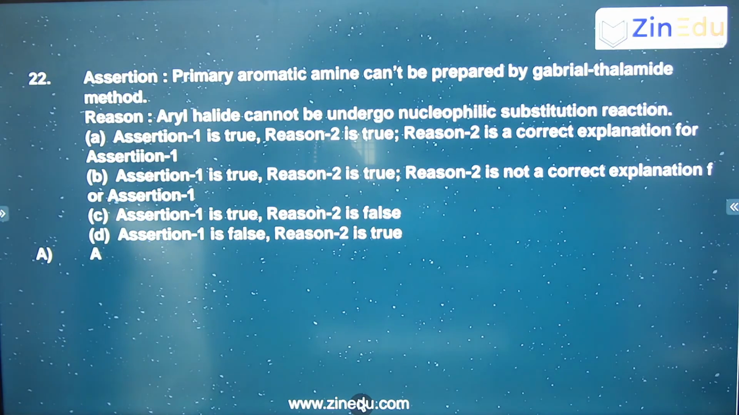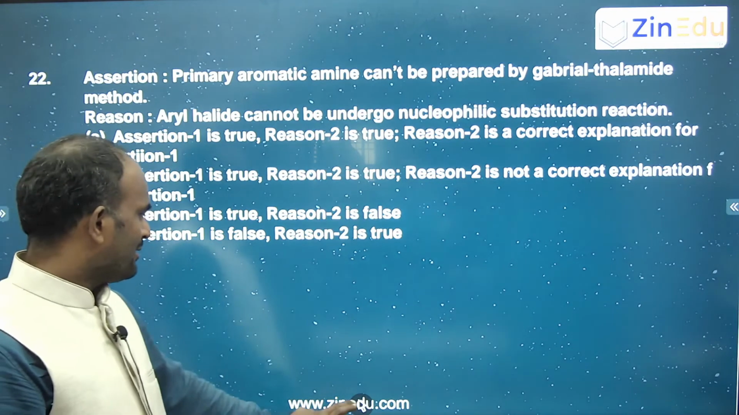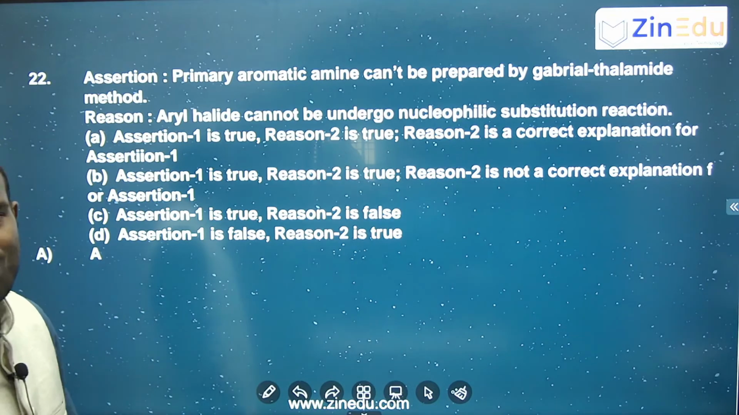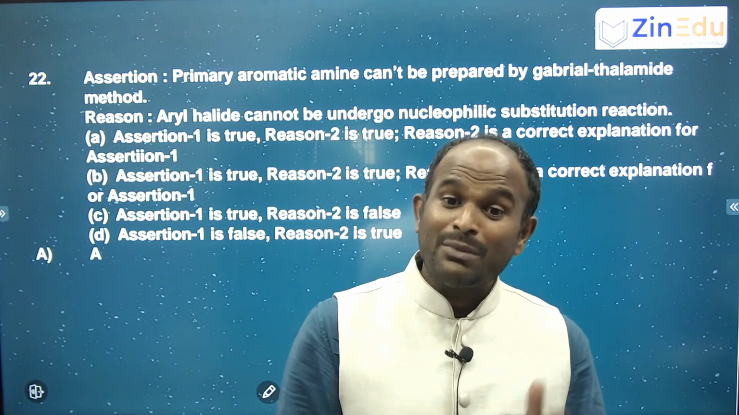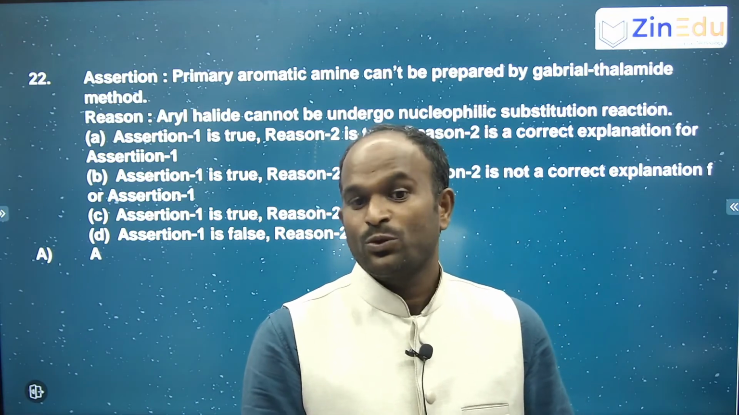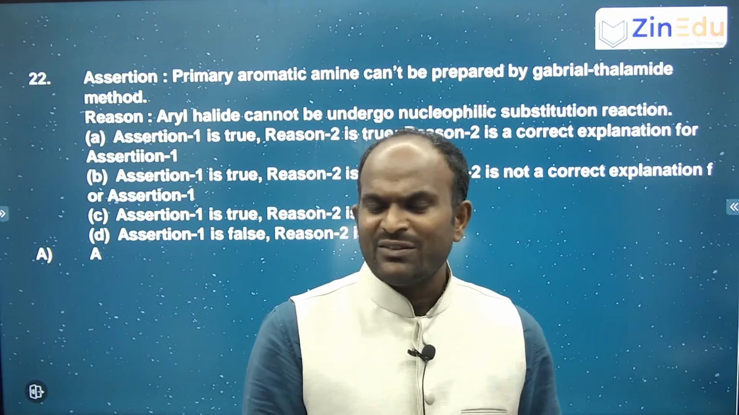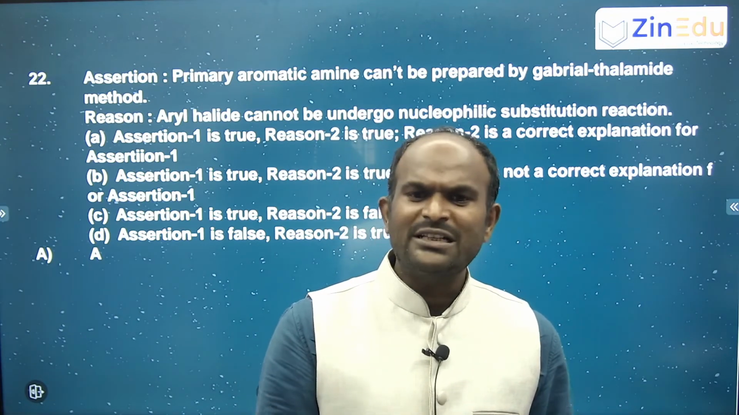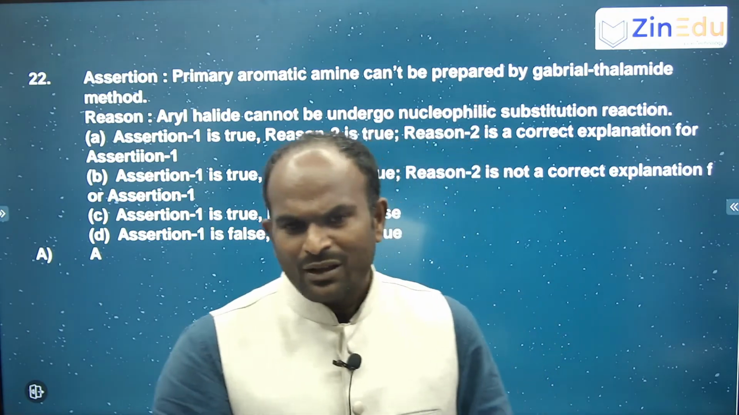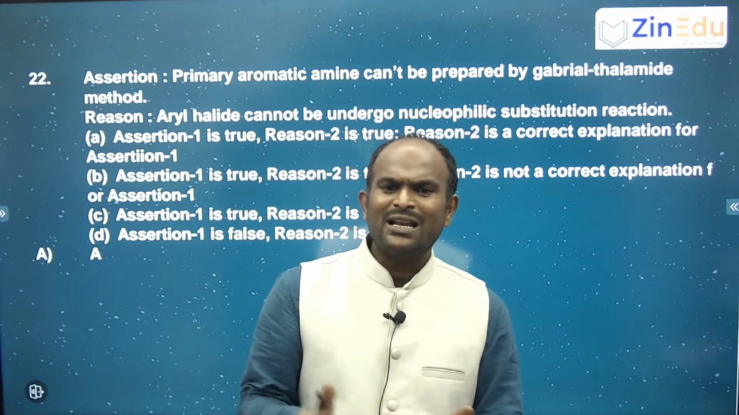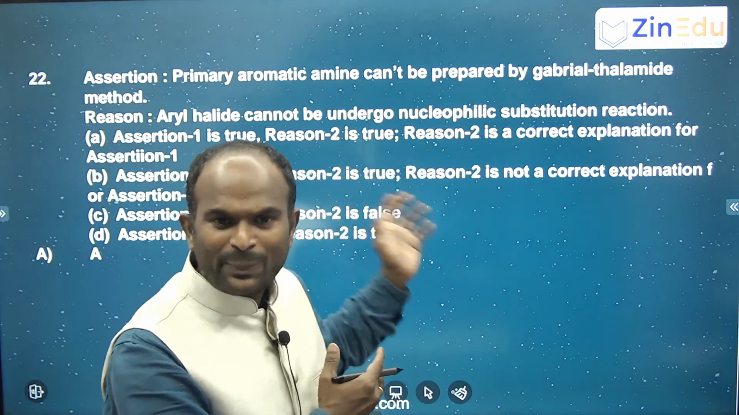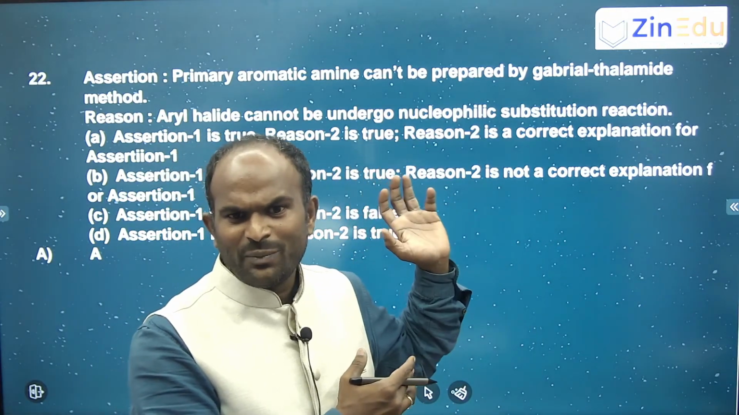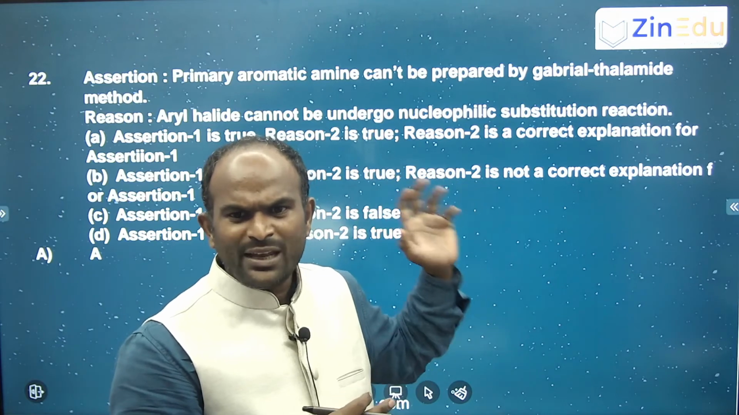Primary aromatic amine cannot be prepared by Gabriel phthalimide synthesis. True. So in Gabriel phthalimide synthesis, what can be prepared? Only primary amines can be prepared, those are aliphatic amines, not even secondary or tertiary, because it is going to follow the SN2 mechanism. That's why secondary as well as tertiary amines and aromatic amines cannot be prepared. Right? That statement is absolutely true.